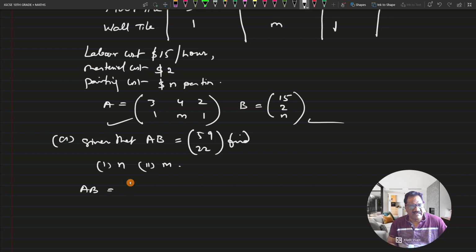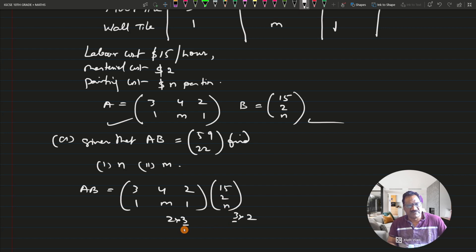AB will be equal to 3 4 2 1 M and 1 times B, which is 15 2 and N. Now this matrix A is a 2 by 3 matrix, and this matrix B is a 3 by 2 matrix. Because the number of columns of the first matrix and the number of rows of the second matrix are same, the product is possible, and the product will be a 2 by 2 matrix.